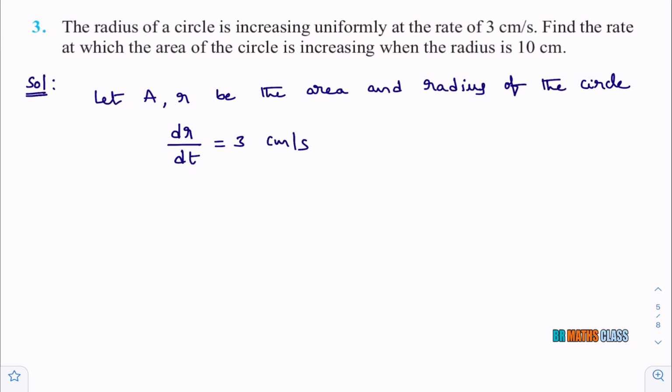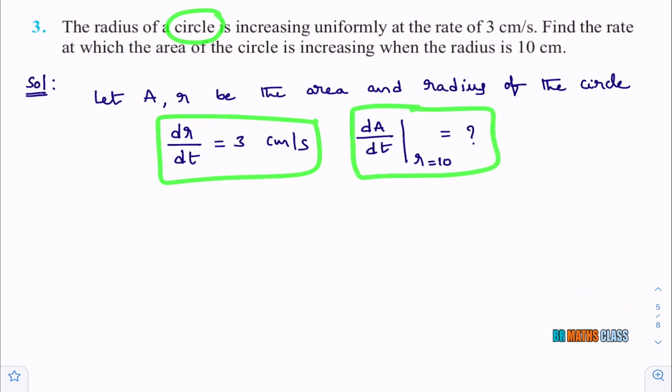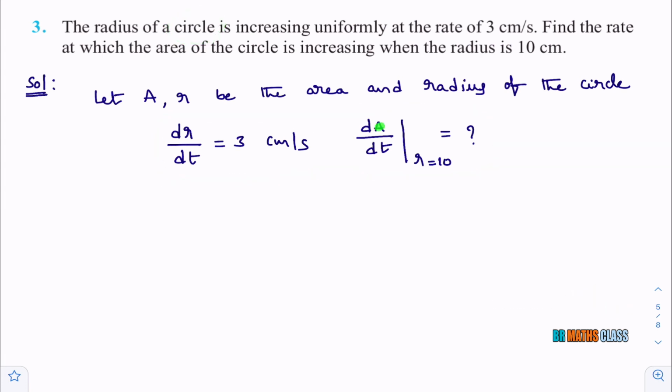Okay. And further, if you observe the question, find the rate at which the area of the circle is increasing. That means we need to calculate dA by dt when the radius is 10 centimeters. As radius changes with respect to t, area also changes with respect to t. First I identified that this is a circle problem, then I wrote the given information and what is to be calculated.